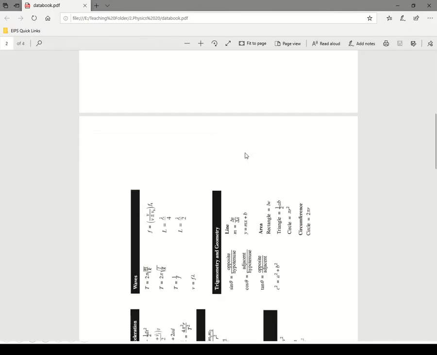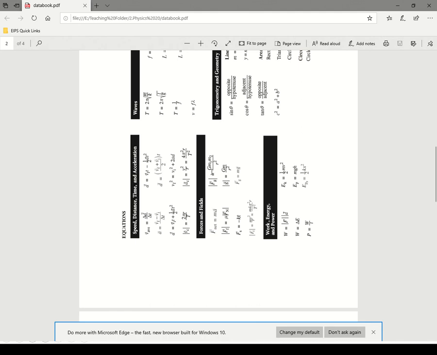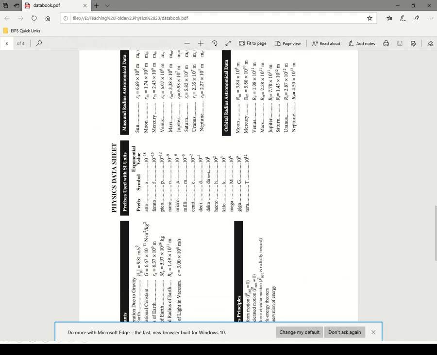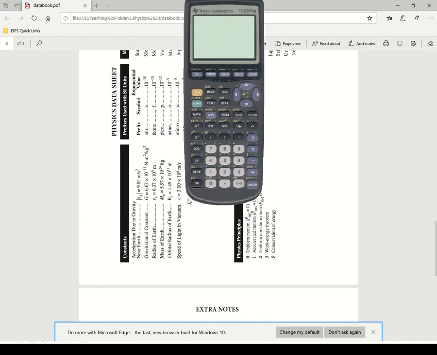Here, let me open up the data book. So the formula is right here. Sorry, I can't switch it because it opened up in Internet Explorer. I can't make it the other way. So this is our Fg formula, and you can find this universal gravitational constant right here on the back of our data book, so you don't have to memorize that. But what you can do is store that value in your calculator. I'll show you how to store it in there.